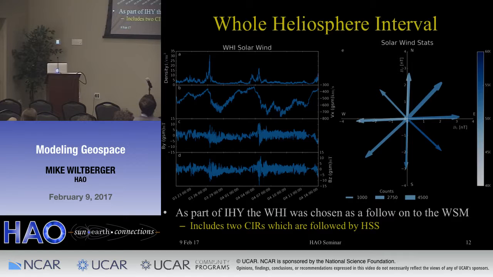You get enhancements in the density at that co-rotating interaction region, and in fact, some enhancements in the magnetic field that's coming into play. The magnetic fields here, these are the Y and the Z components of it, the Z component being the one that we think about most being opposite directed to the Earth's magnetic field, but the Y component can come into play, have a little bit of enhancement.